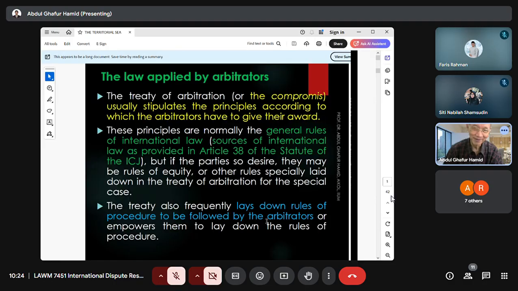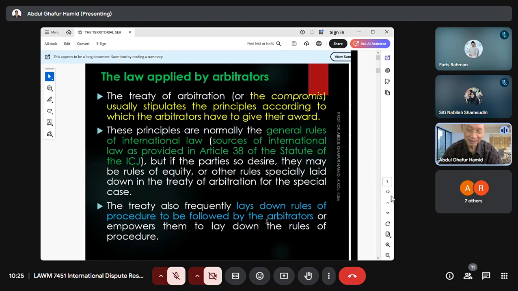It means the sources of international law as provided in Article 38 Clause 1 of the Statute of the ICJ. According to Article 38 Clause 1, what are the sources of international law? Treaties, customary international law, general principles of law, judicial decisions, and teachings of the most highly qualified publicists. They are the sources of international law as laid down in Article 38 of the Statute of the ICJ. And normally, arbitral tribunals also follow these sources as general rules of international law.